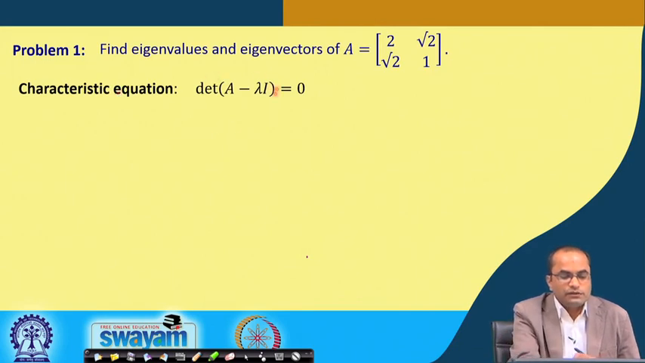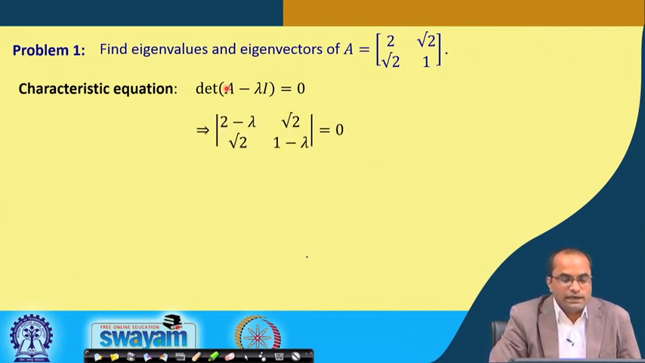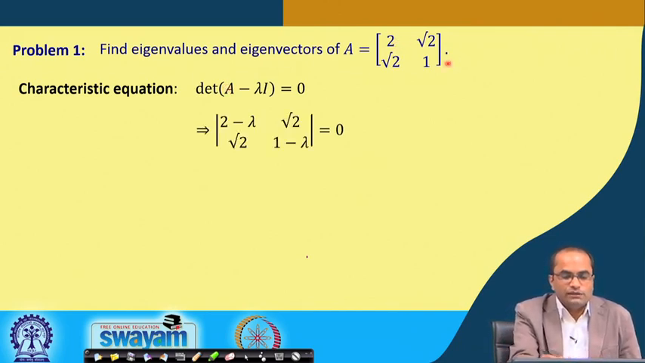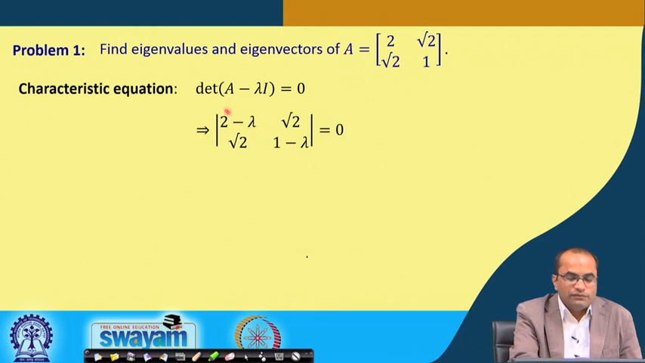That means the determinant of A minus lambda I is equal to 0, that is the characteristic equation we have. So, here the lambda will be just subtracted from the diagonal entries, otherwise this is just the matrix A. So, 2 minus lambda, square root 2, again here the same element square root 2, and then 1 minus lambda is equal to 0. And now we can simplify this easily.